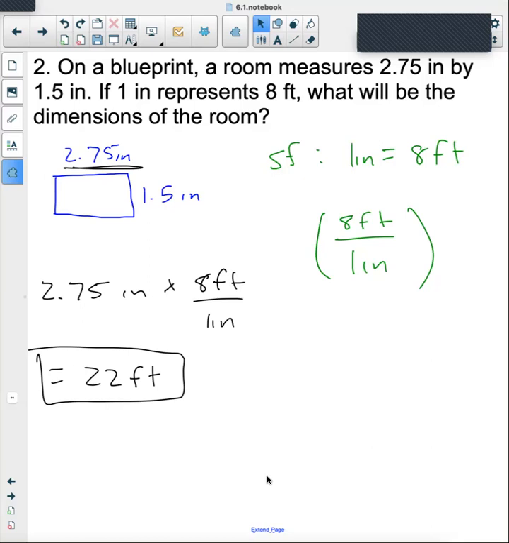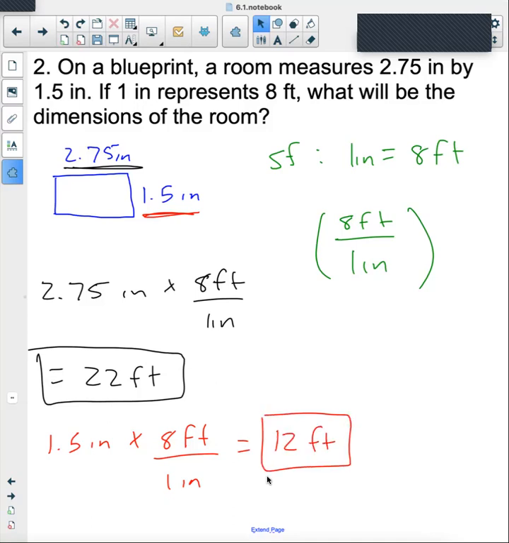Okay, now we'll just do that other side right there. So it is 1.5 inches, and we're going to multiply that by our 8 feet per 1 inch scale factor. And that side of the room will be 12 feet in length.